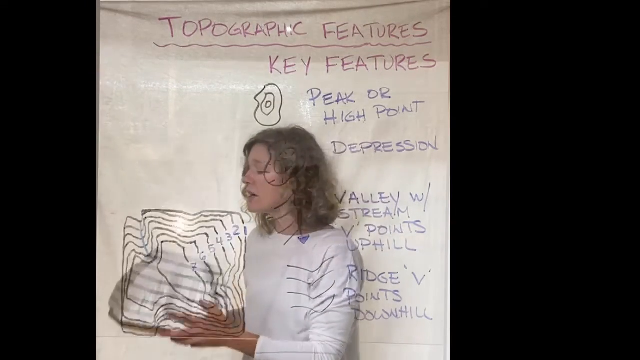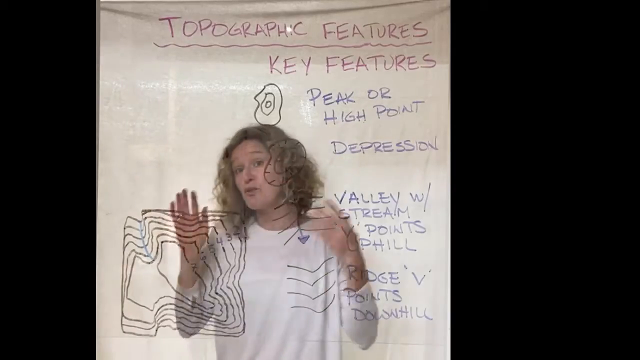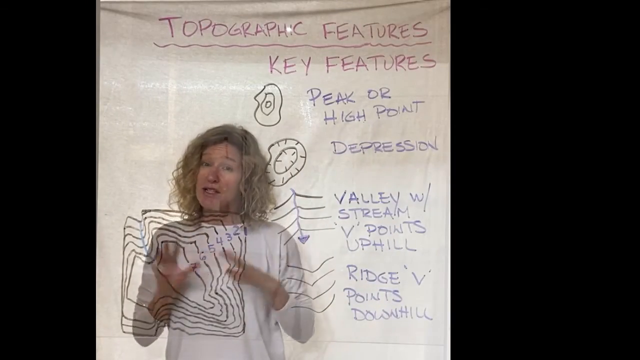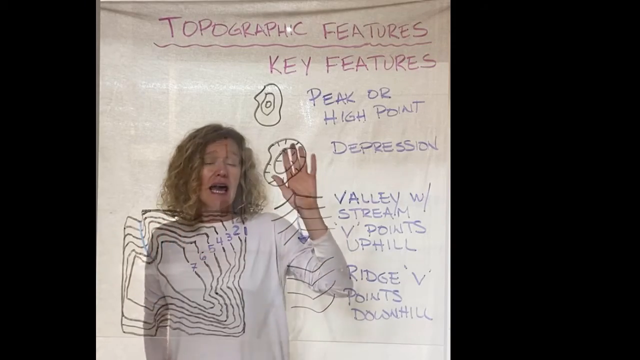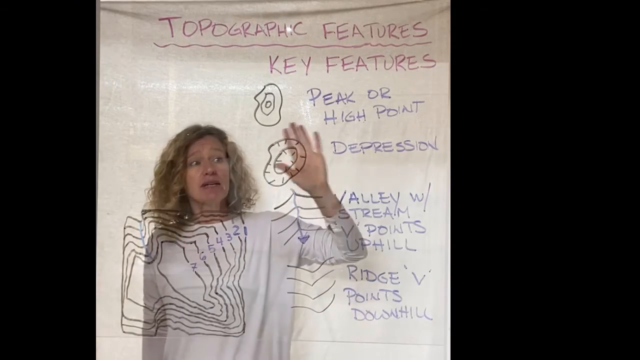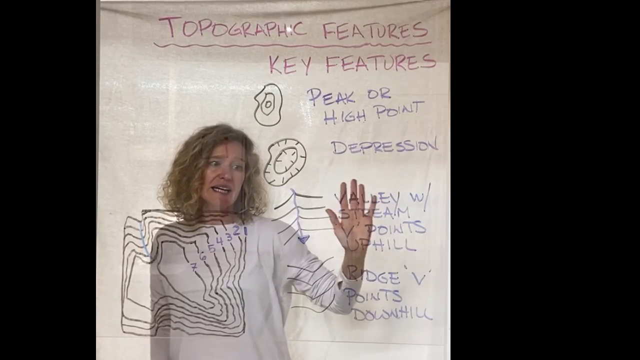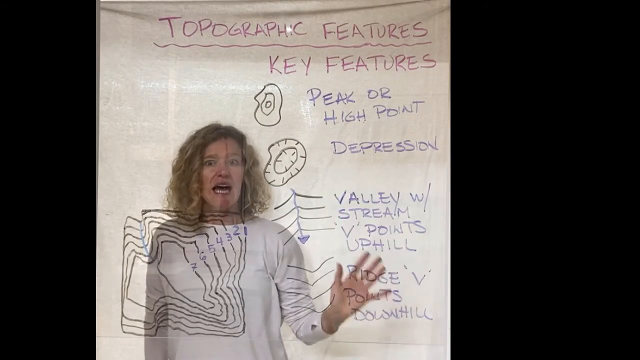All right, so those are some of the key features that you might see on a topographic map. You have another video to watch to help you read it a little bit closer and to actually do a little quiz, but I wanted to make sure you knew what a depression was, how to pick out a high point, and how to tell the difference between a valley and a ridge.